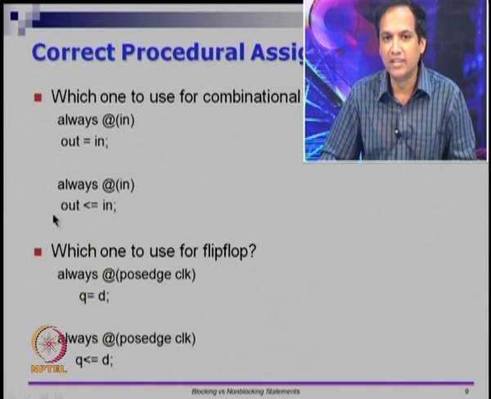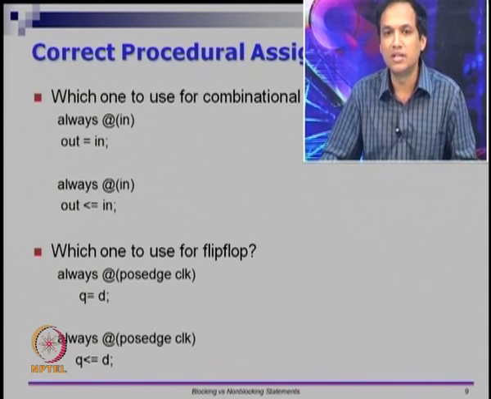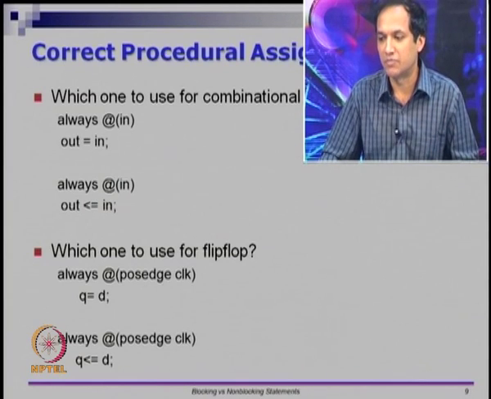Whereas, if I did out <=, the non-blocking assignment, followed by in, this would mean I will evaluate in, but I will keep it aside. I will wait for all the other evaluations of the right hand side to get over, and then I will do the left hand side assignments. So for modeling combinational logic, this is the correct way to do it.